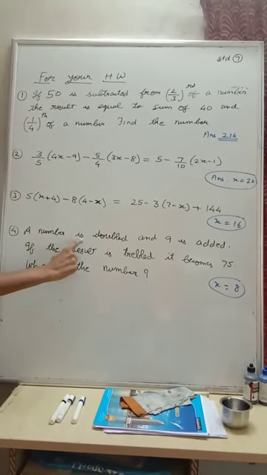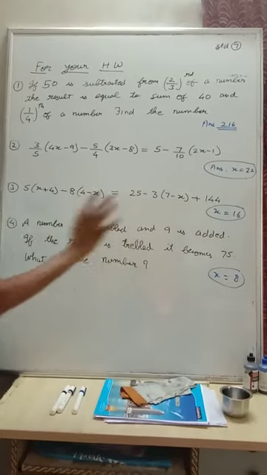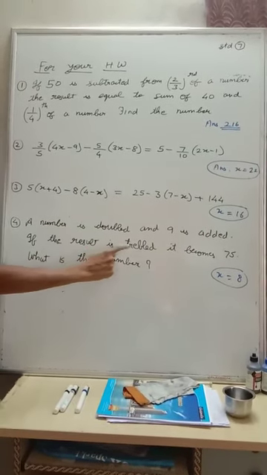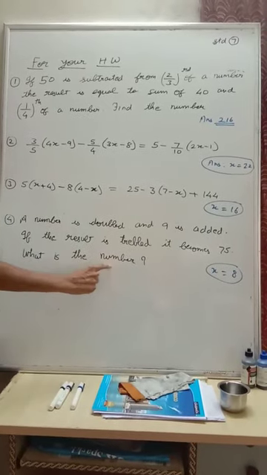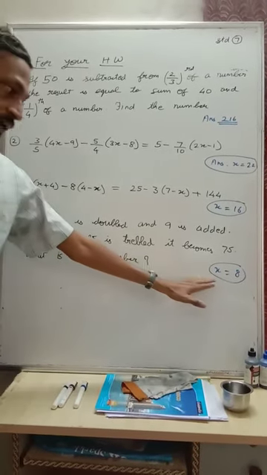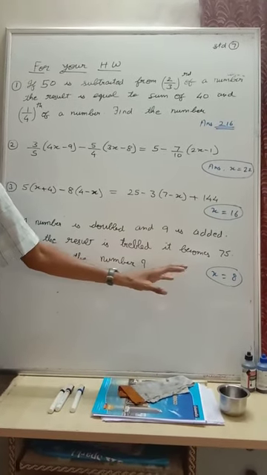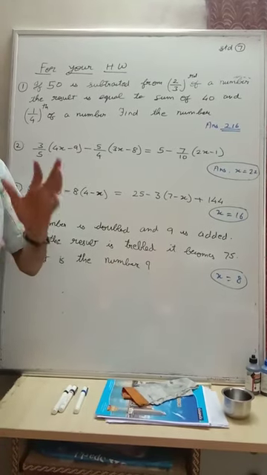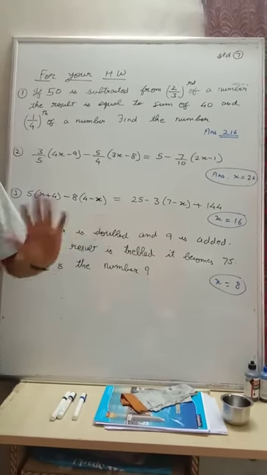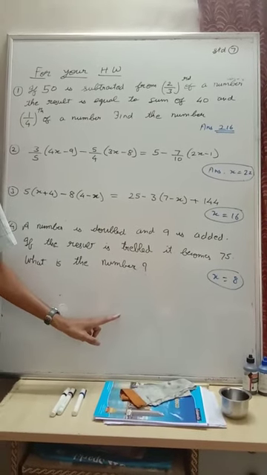One more example, this is 4. A number is doubled and 9 is added. Full stop. If the result is tripled, it becomes 75. What is the number? And the answer is 8. But you don't have to give me answers by the trial and error method. Some people just try with some numbers, let's take 5 and see, if the answer comes, fine, let's try 6, this won't work. You have to form equations and give me proper explanatory answers.